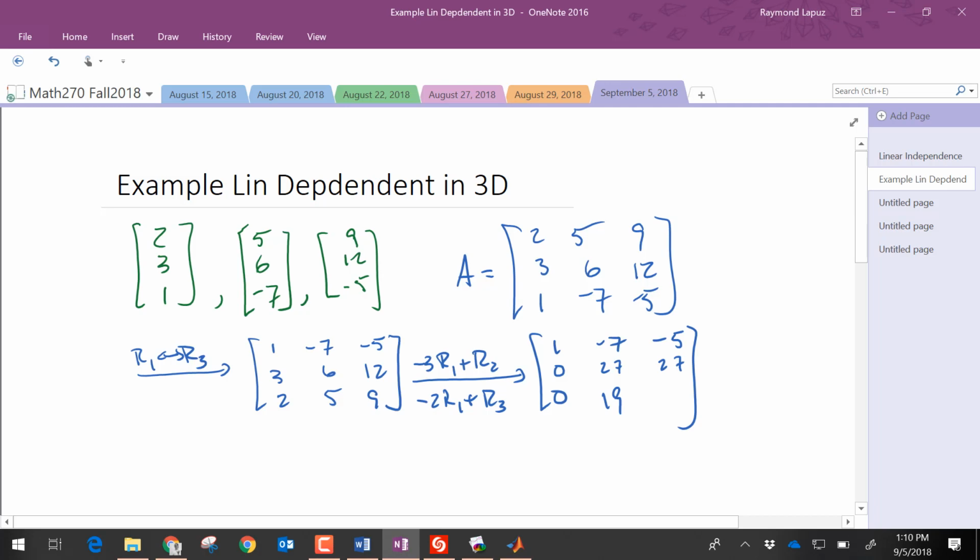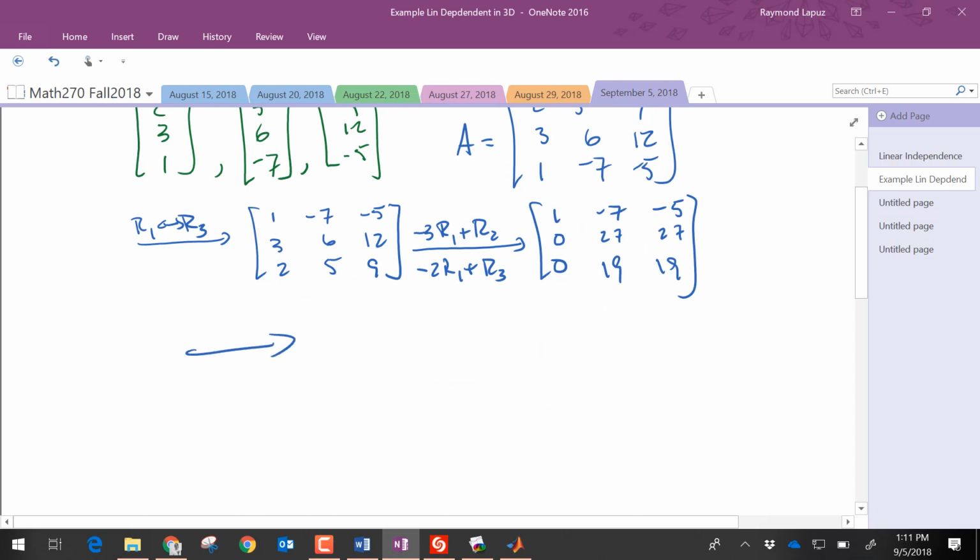-2 times -5 is +10. +10 plus 9 is 19. So I got 19 in the bottom row, 27 in the second row. If I just do whatever is appropriate there, it'll knock out the whole bottom. Multiply the second row by -19 over 27, and add it to the third row.